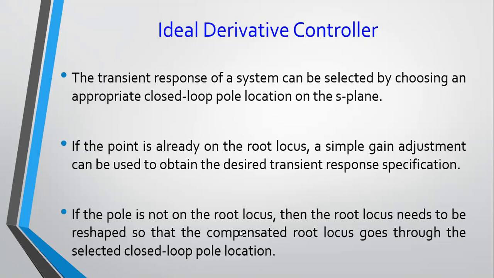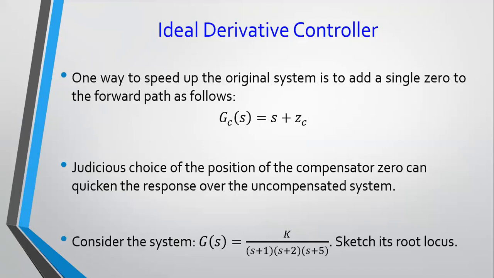So like I've said earlier at the start of the video, if the point is already on the root locus, you can simply select that point by adjusting your gain. So in that case, you would not need to go for control design. But if the pole is not on the root locus, then the root locus needs to be reshaped so that your root locus goes through that point, and then you select the gain to actually be at that point. That's what we're going to look at in this chapter.